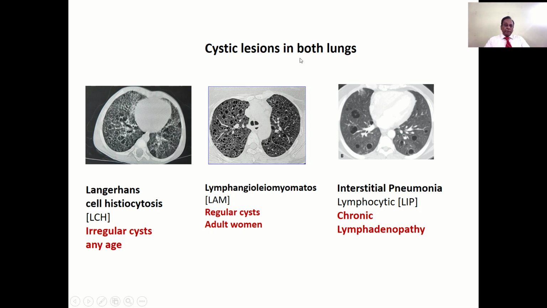So, if you happen to see a sick looking child or acutely ill child, suddenly becoming abnormal, getting a lot of cysts, irregular cysts or regular cysts, you have to make 3 differential diagnoses.